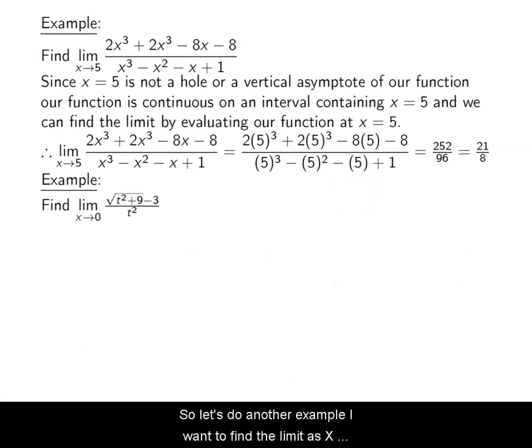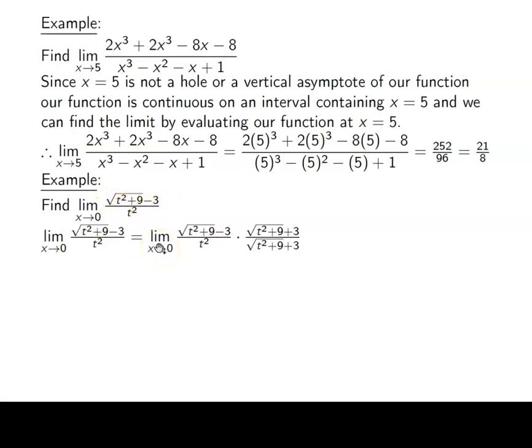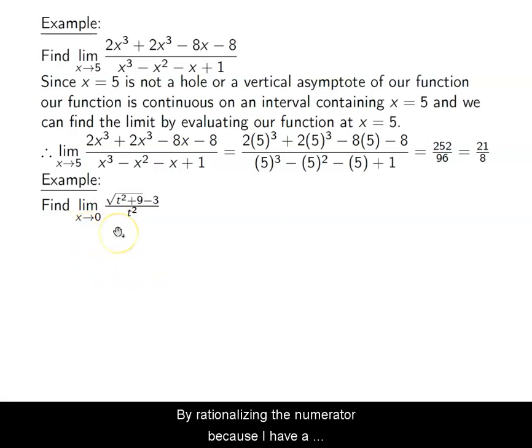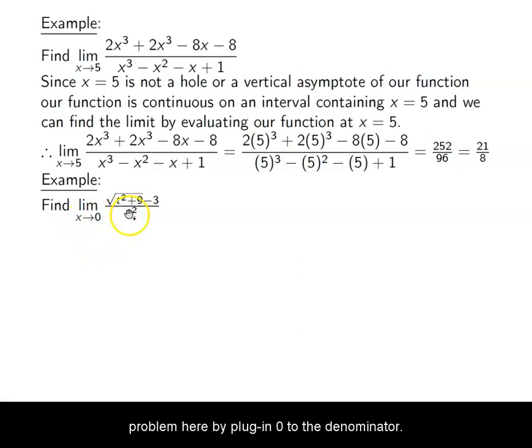So let's do another example. Let's say I want to find the limit as x goes to 0 of the root of t squared plus 9 minus 3 over t squared. Okay. So I can rewrite this by rationalizing the numerator, because I have a problem here. If I plug in 0 to the denominator, then I don't have anything.